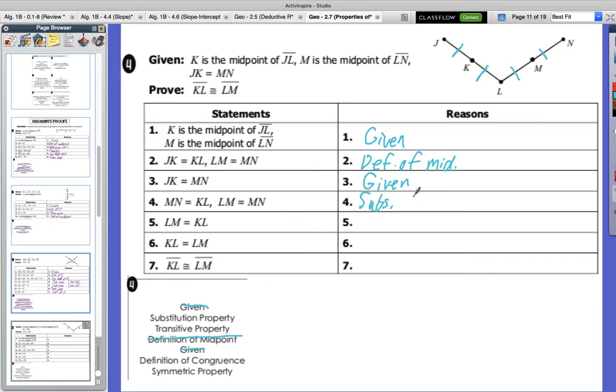And so we're going to put in parentheses what we did. So we did the substitution property. And what did we substitute? I substituted the measure of segment JK for the measurement of segment MN.